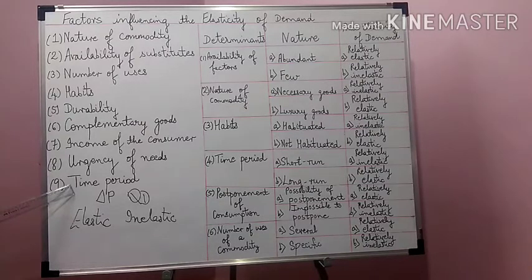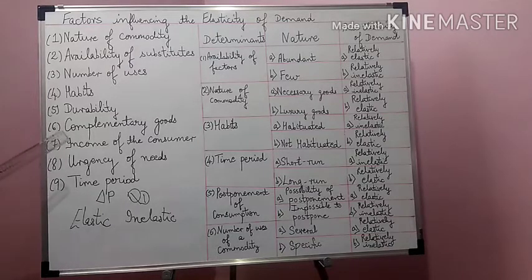And the last one, time period. Elasticity of demand is always related to period of time. Generally speaking, longer the duration of period, greater will be the elasticity of demand and vice versa. This is because a consumer can change the consumption habits in the long run in favor of cheaper substitutes of the commodities.